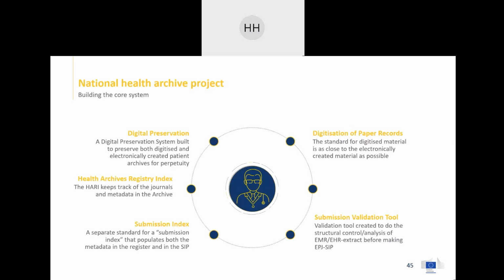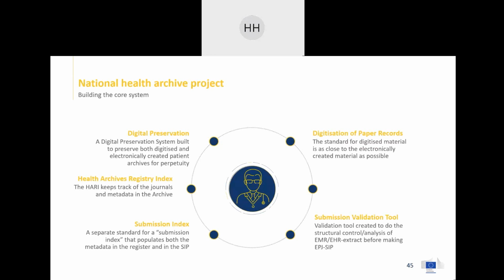We keep track of the patient records with the Health Archives Registry Index, which is also known as HARI. It consists of all the metadata in the patient journals, which we can extract. It's populated by a submission index, and we have a separate standard for the submission index that's known as AVL-XML, and that populates both the metadata in the register and also in the CEF. So we make a copy in the register that's going to keep track of the patient journals, but we also keep a snippet of the AVL-XML in the patient journal CEF.